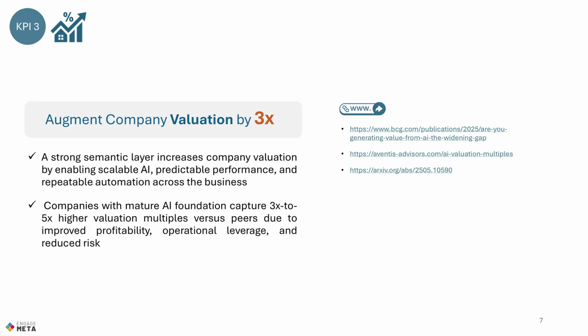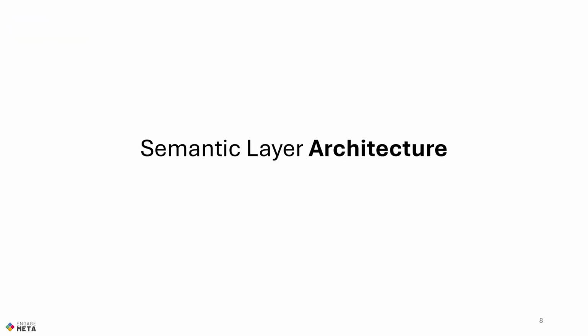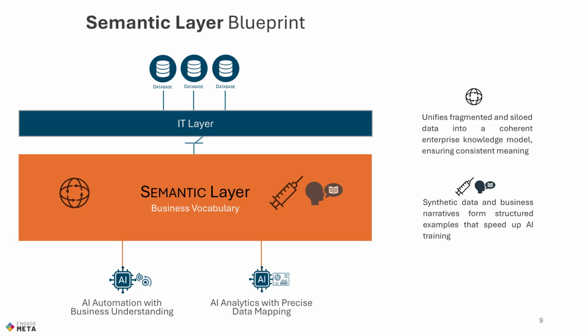Companies with mature AI foundations achieve higher valuation multiples. This is driven by predictability, automation leverage, and reduced operational risk. This diagram presents the global architecture of the semantic layer. It shows how business meaning is positioned between data and AI consumption.